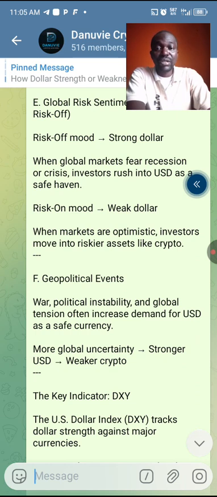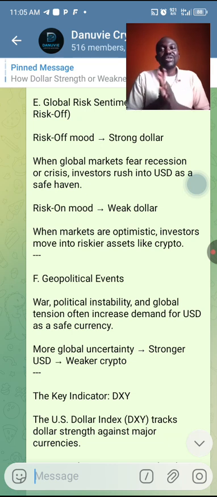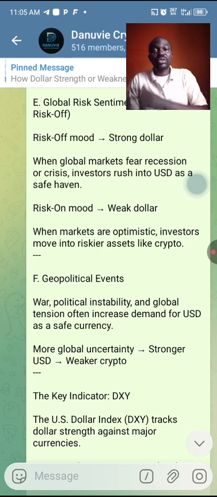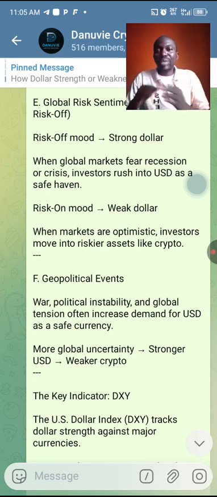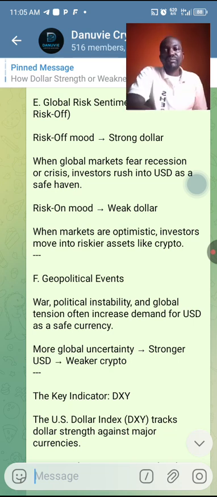Okay, let's just finish this one. When markets are optimistic, investors move into riskier assets like crypto. Exactly. So investors are not really certain about what's going to happen on their own end and in their own portfolio. So what they do is remove money from their portfolio and put it into the US dollar, just to save it there until there is something good looking for their own investment ideas, then they bring it back.